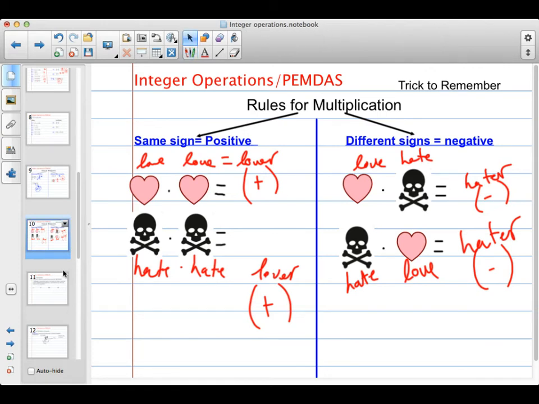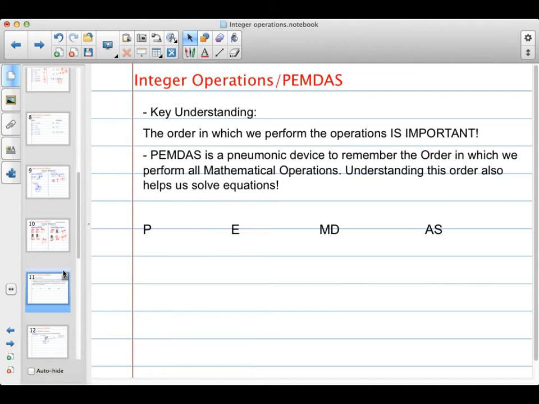All right, moving right along. Key understanding: the order in which we perform the operations is very, very important. PEMDAS is a mnemonic device to remember the order in which we perform all mathematical operations, and understanding this order also helps us to solve equations, which is an important skill. PEMDAS, many people have heard of this. If you ask your parents, they might even remember PEMDAS.